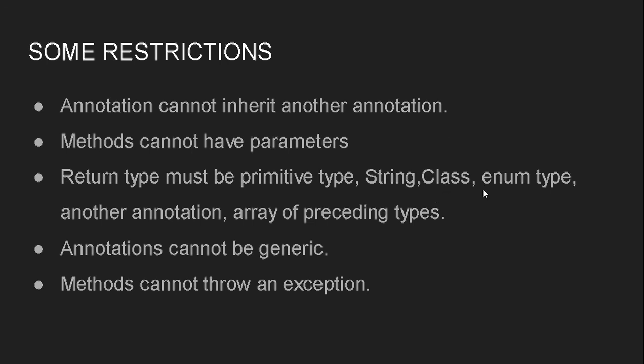Then after that, an enum type also you can return. It can be the return type of the particular method defined in an annotation. It can be another annotation also, and an array of the preceding types. You can have an array also. So these are the certain restrictions. You cannot have anything apart from these.